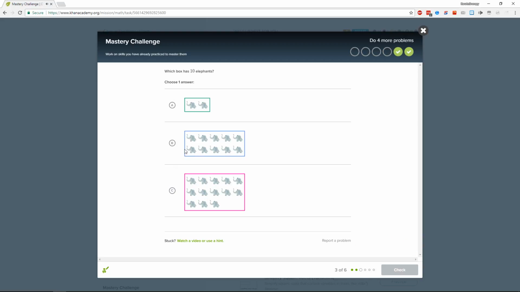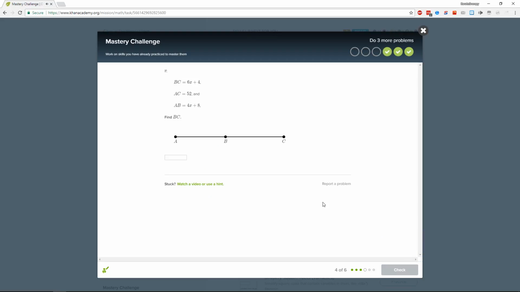Which box has 10 elephants? Ooh, I can do that one. This box. I'm gonna get one of those wrong one day.